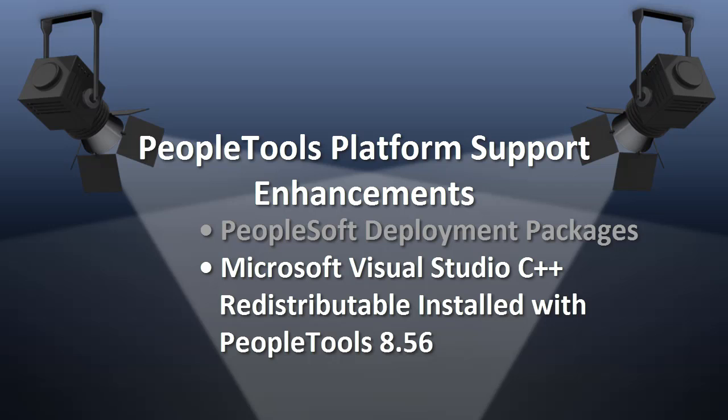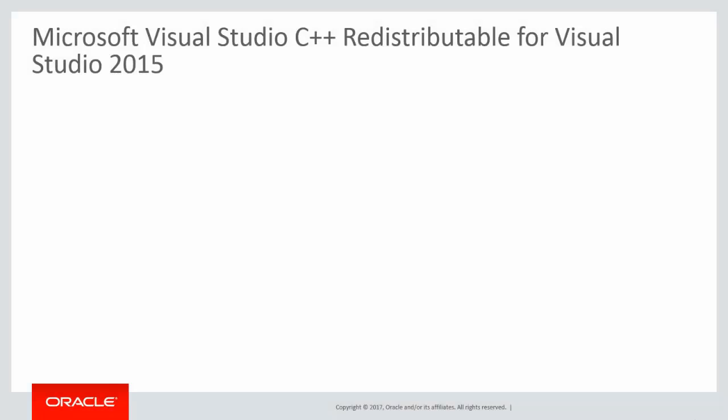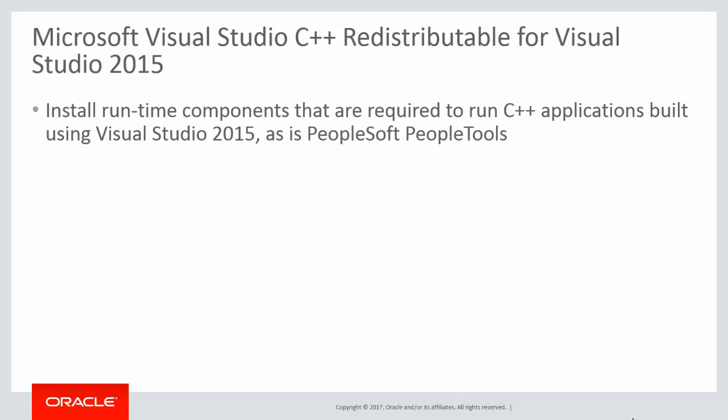Microsoft Visual Studio C++ Redistributable installed with PeopleSoft PeopleTools 8.56. Running PeopleSoft PeopleTools 8.56 requires Microsoft Visual C++ Redistributable for Visual Studio 2015. The Microsoft Visual C++ Redistributable for Visual Studio 2015 packages install runtime components that are required to run C++ applications built using Visual Studio 2015, as is PeopleSoft PeopleTools.